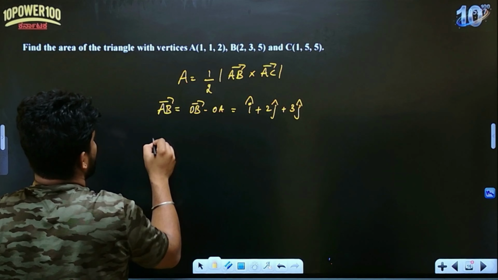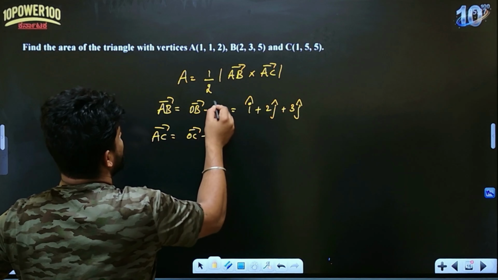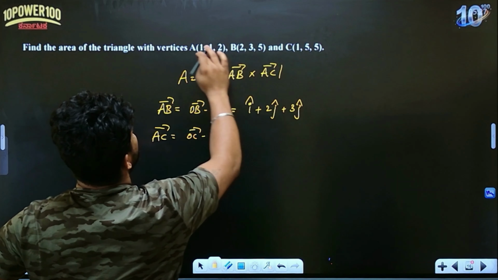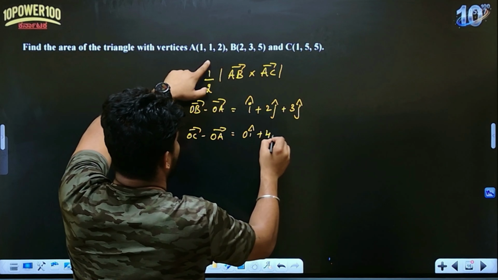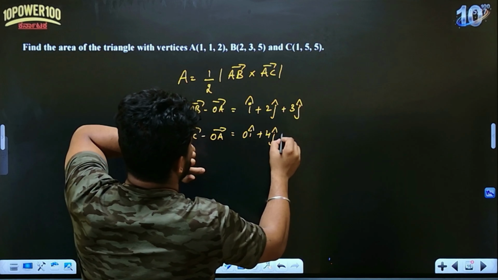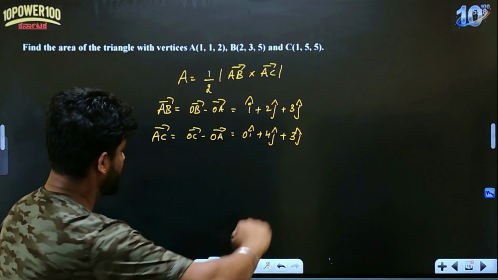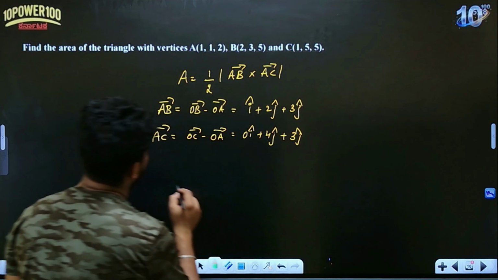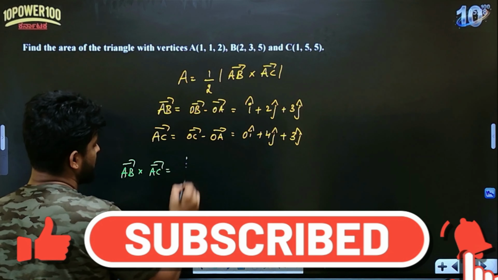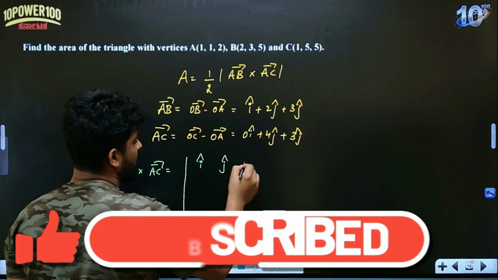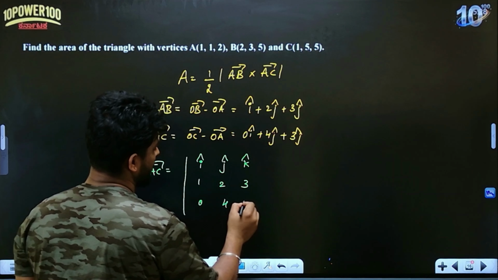Next AC. AC vector is OC minus OA. This minus this, so 1 minus 1 is 0 i cap, 5 minus 1 is plus 4j cap. Next 5 minus 2 is plus 3k cap. Okay, so we are right. Next let's find the cross product of these two. AB cross AC is equal to i cap, j cap, k cap. So 1, 2, 3, 0, 4, 3.